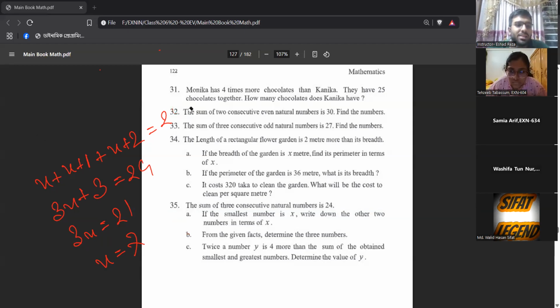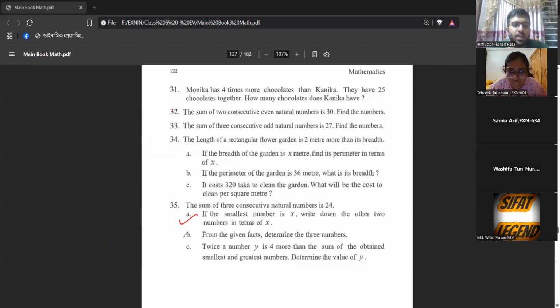Anyway, so yeah, okay, let me finish. One number is 7, the other number is 8, and the other number is 9. And now it makes sense. So now we're done with A and B, and now we are down to the last problem. Twice a number y is 4 more than the sum of the obtained smallest and greatest numbers. Determine the value of y.